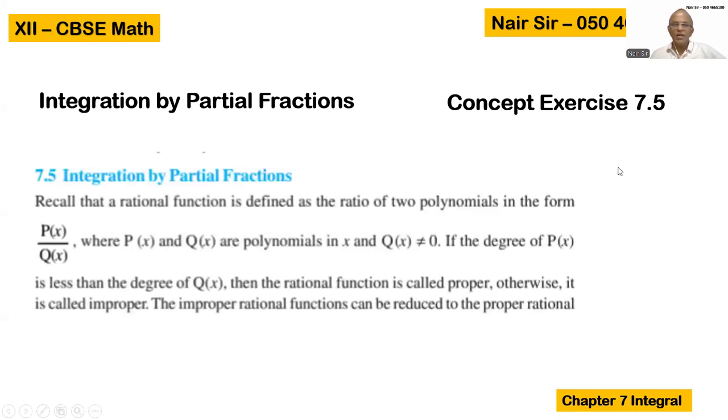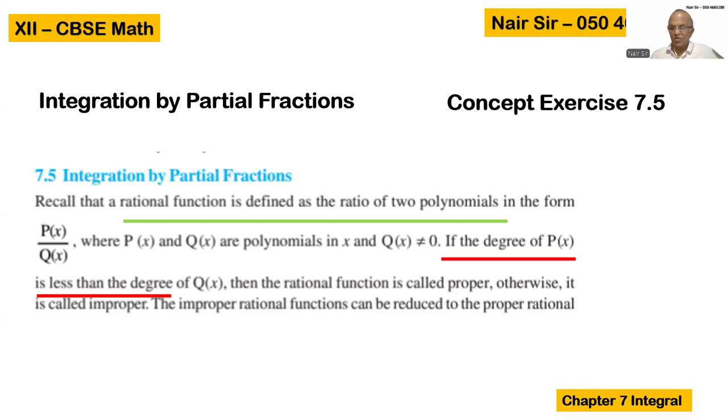What are we learning out here? Integration of partial fraction. Underline the word. A rational fraction function is defined as the ratio of two polynomials, p(x) and q(x). If the degree of p(x) is less than the degree of q(x), it is called a proper fraction. It's the same thing as what you study in fractions: 1 upon 2 is a proper fraction, 3 upon 2 is an improper fraction.